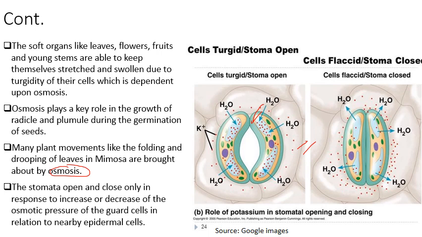Then opening and closing of stomata. When water enters the guard cells, these cells become turgid and the stomata opens. When the water is lost by these guard cells, then these cells become flaccid and the stomata gets closed. So the stomata opens and closes only in response to increase and decrease in osmotic pressure of the guard cells in relation to nearby epidermal cells. For this opening and closing of stomata, osmosis plays a very important role.